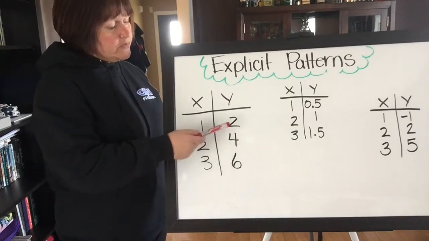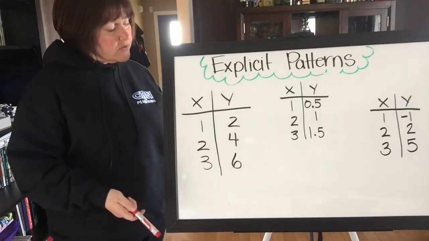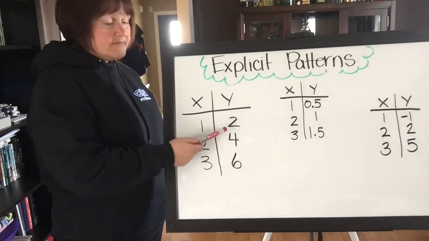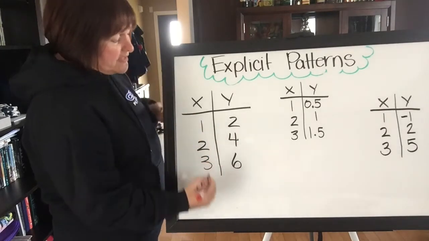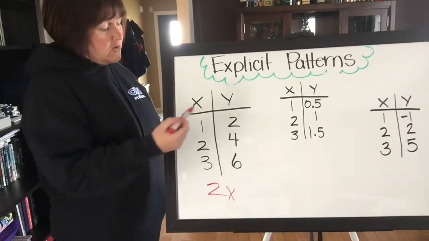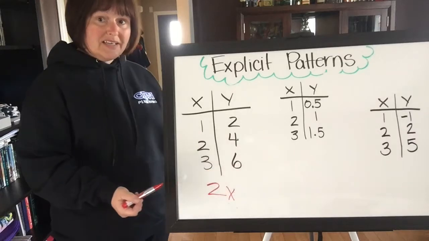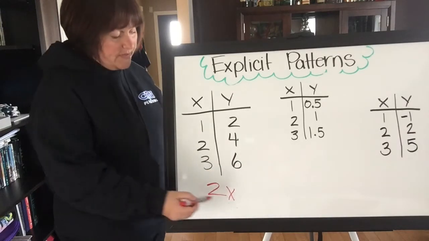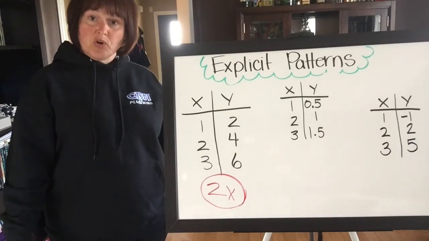And then my pattern goes 2, 4, 6. We can assume the next one is going to be 8. So the question is, what do I do to X to get Y? My common difference is 2. So we start off with saying 2X. Do I need to do anything else? 1 times 2 is 2. 2 times 2 is 4. 3 times 2 is 6. Nope, I don't have to do anything else. 2X is my explicit pattern rule.